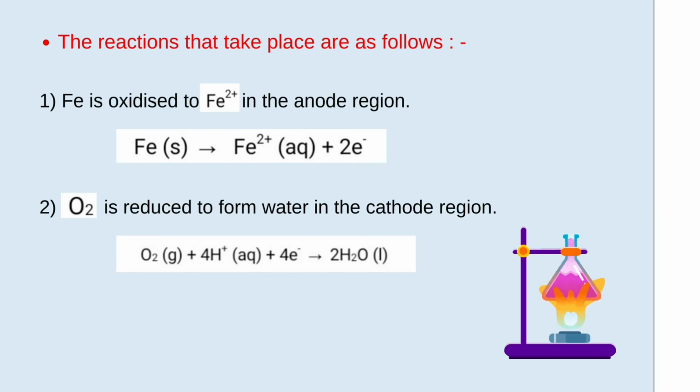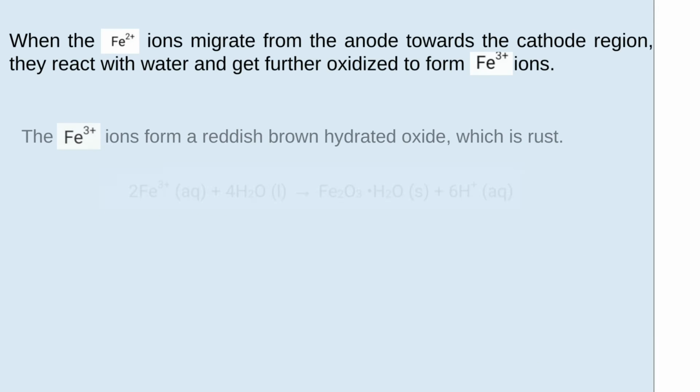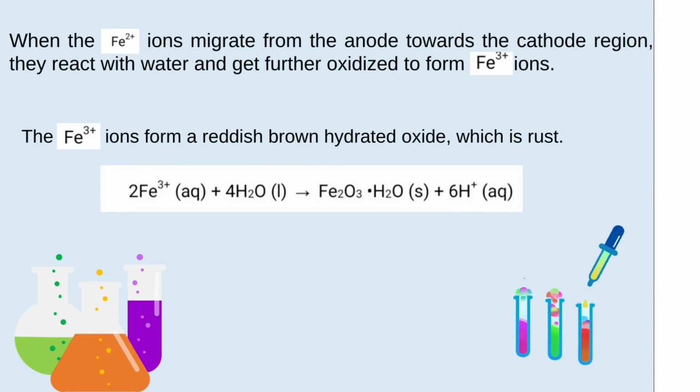First, Fe in the anode area loses 2 electrons per atom, getting oxidized to Fe2+. Next, oxygen gains 4 electrons and combines with 4 hydrogen ions to form 2 molecules of water in the cathode region. Then, the Fe2+ ions travel from the anode area to the cathode area, where they get further oxidized to Fe3+ on reacting with water.